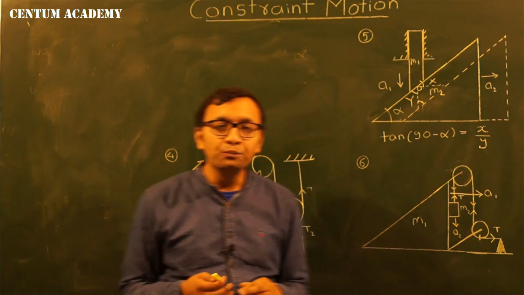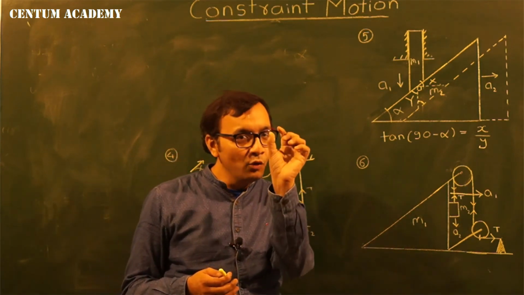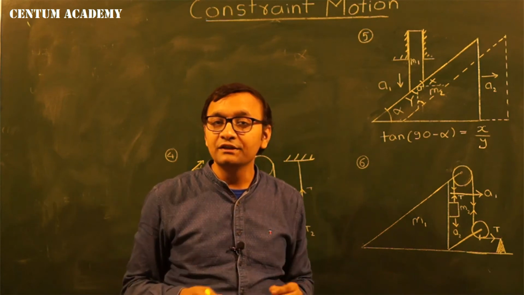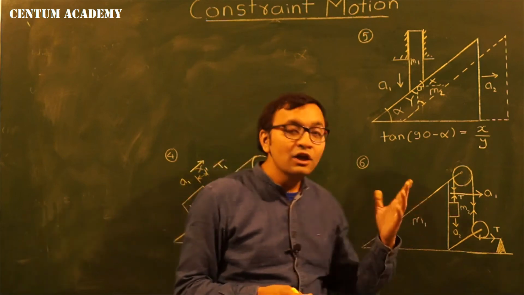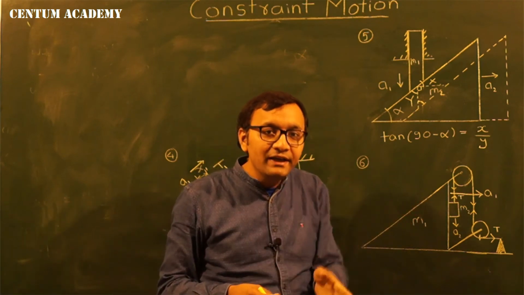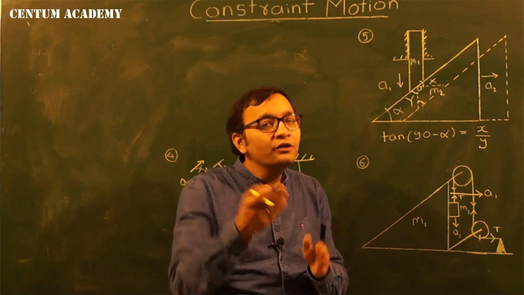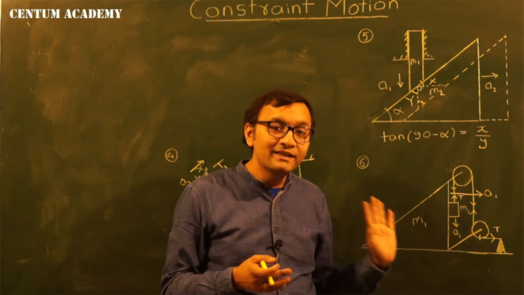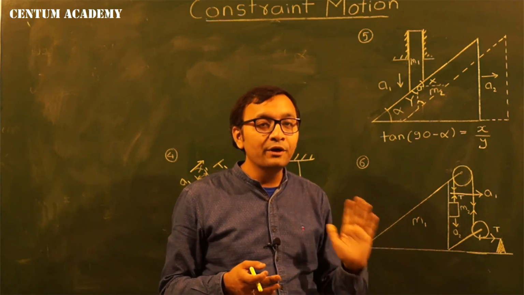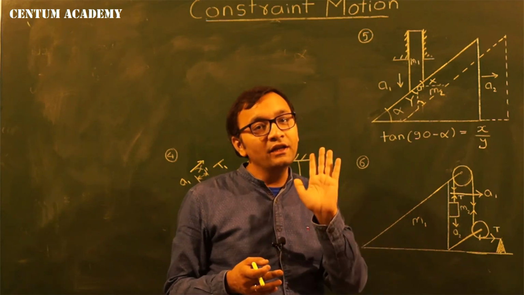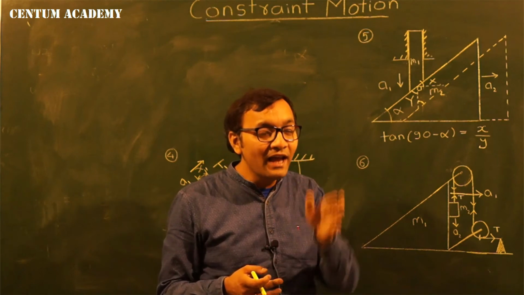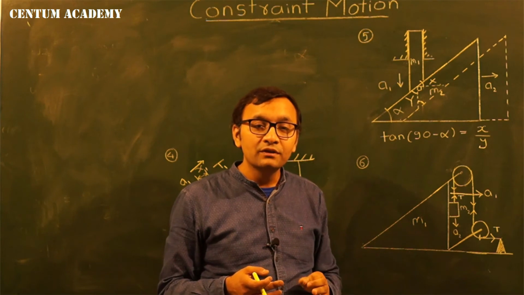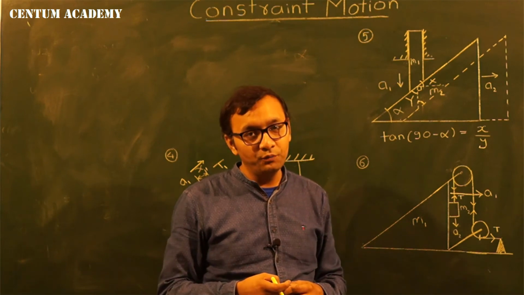Whereas this m2, as it is moving down, it is also moving forward with the wedge, isn't it? So m2 has two accelerations. One is vertically down and the other is in the horizontal direction. The horizontal acceleration of m2 is the same as that of the wedge because it is moving with the wedge in the horizontal direction. But the vertical acceleration A2 need not be equal to A1. So what is the relation between A1 and A2?